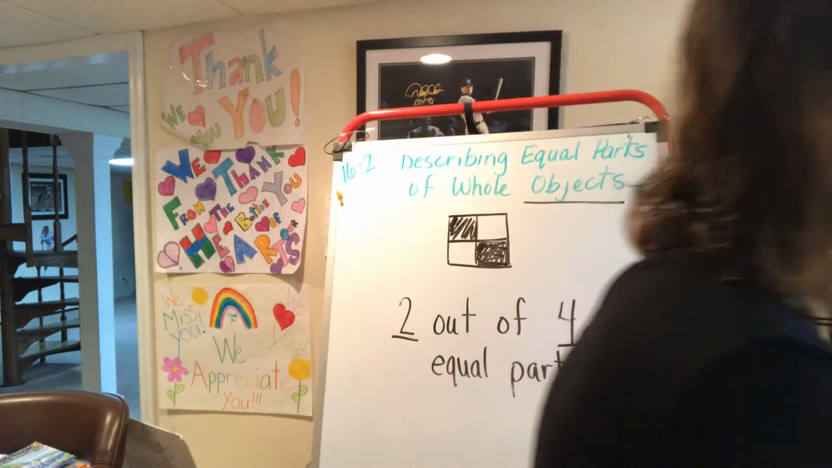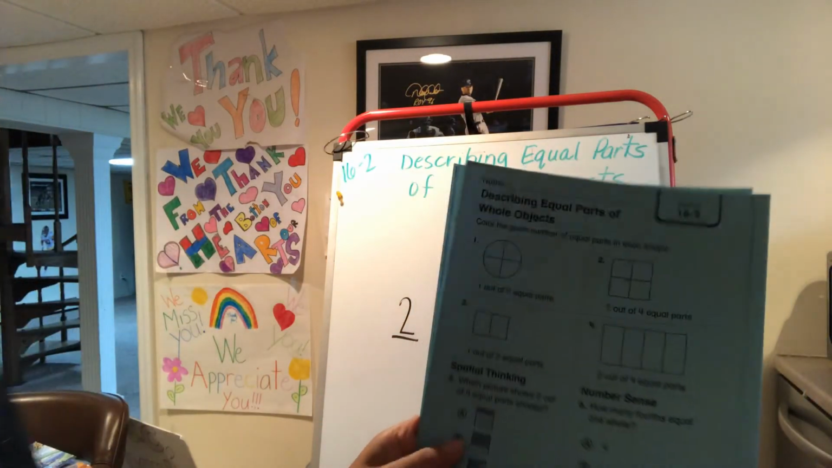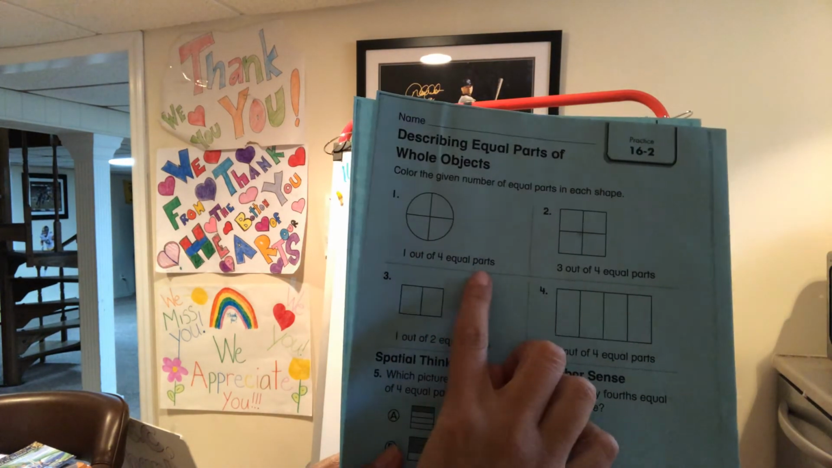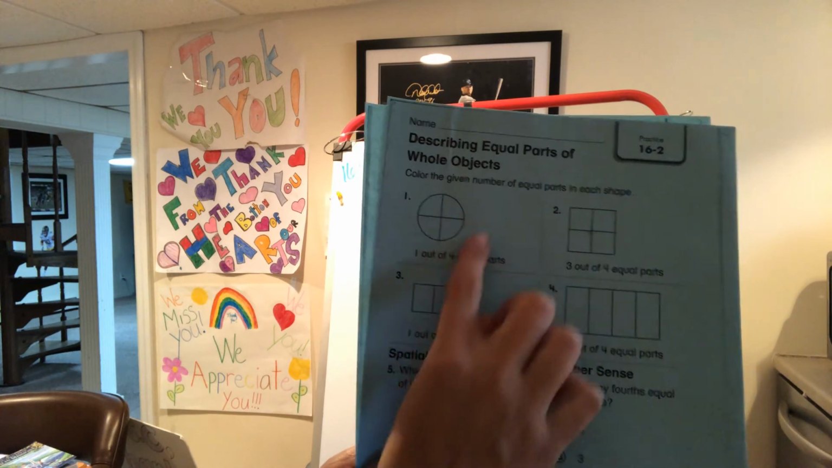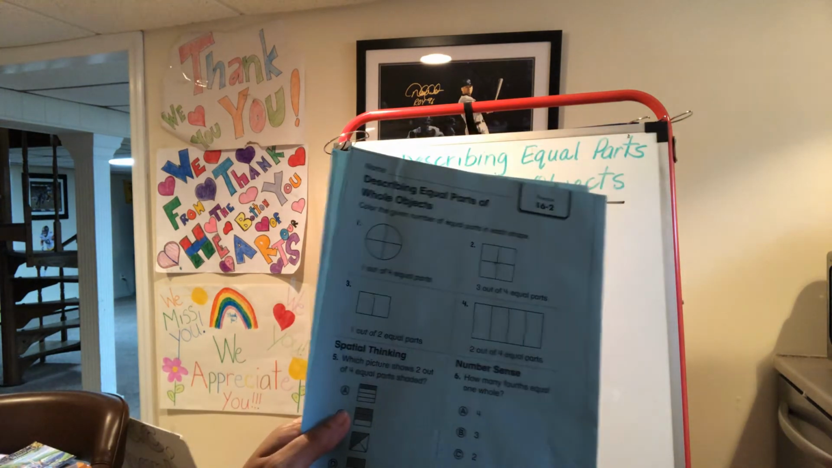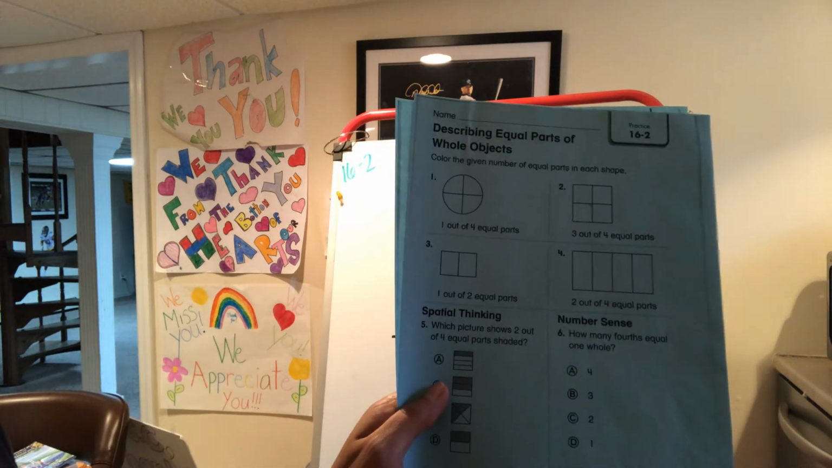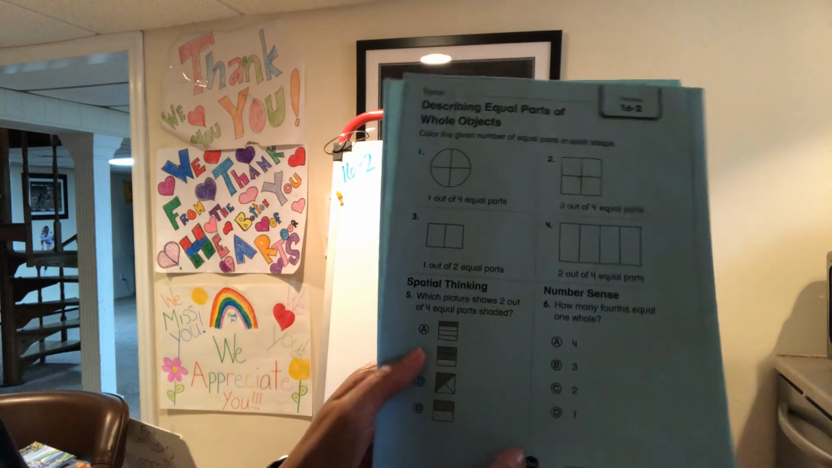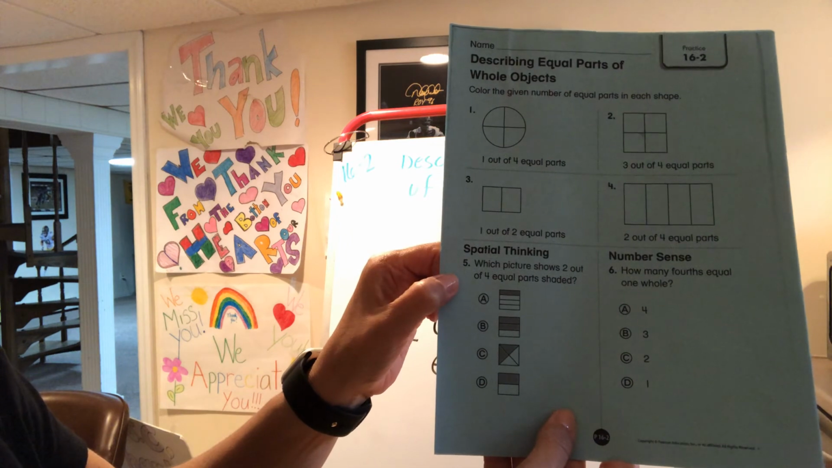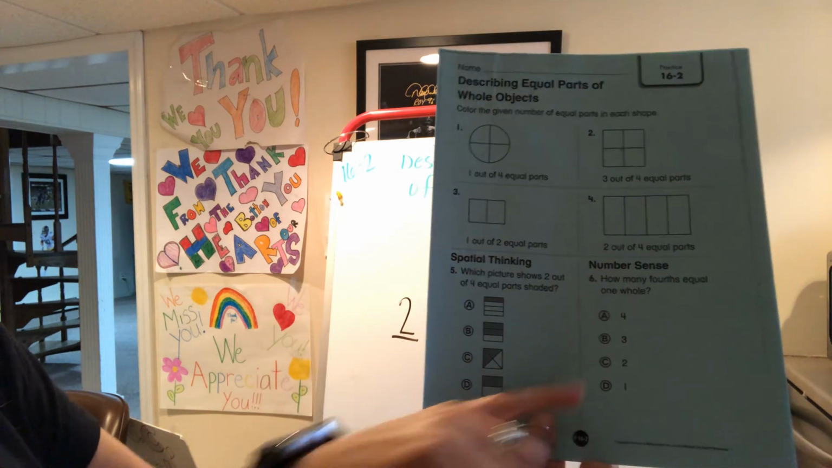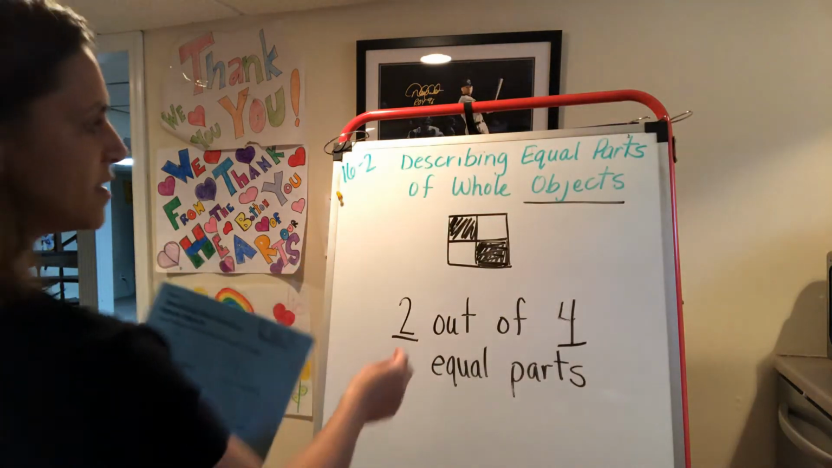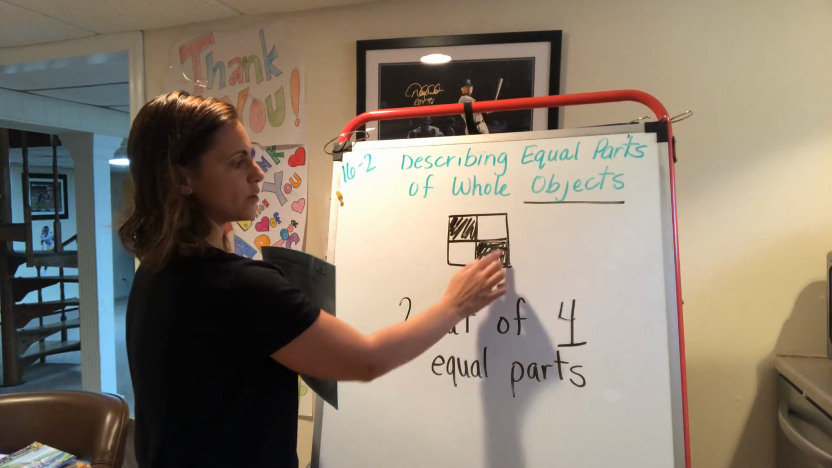On your paper, they give you the shape already divided. All you have to do is read carefully. 1 out of 4 equal parts, so 1 part will be shaded out of the 4. 3 out of 4 equal parts, so 3 would be colored or shaded out of the 4. And then you just keep reading and coloring. Number 5 says which picture shows 2 out of 4 equal parts. And then this one says how many fourths equals 1 whole. Okay, so this is divided into fourths.